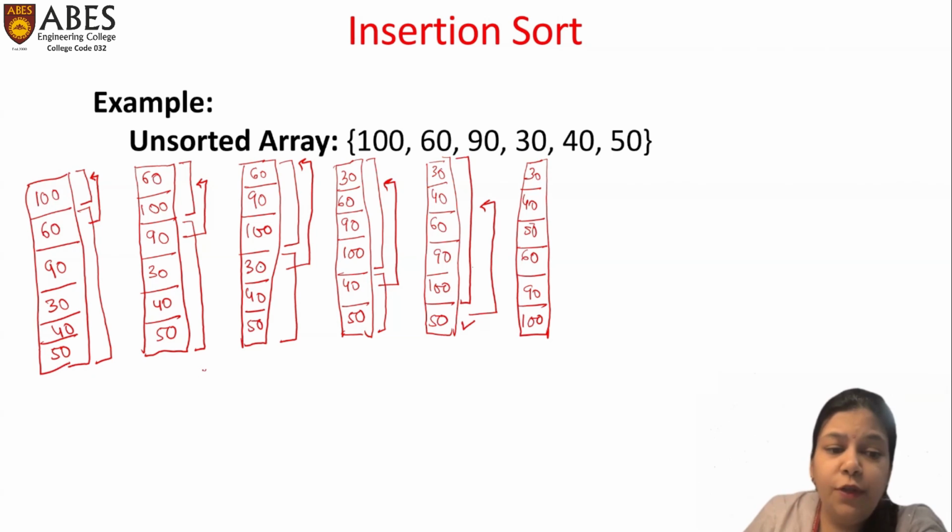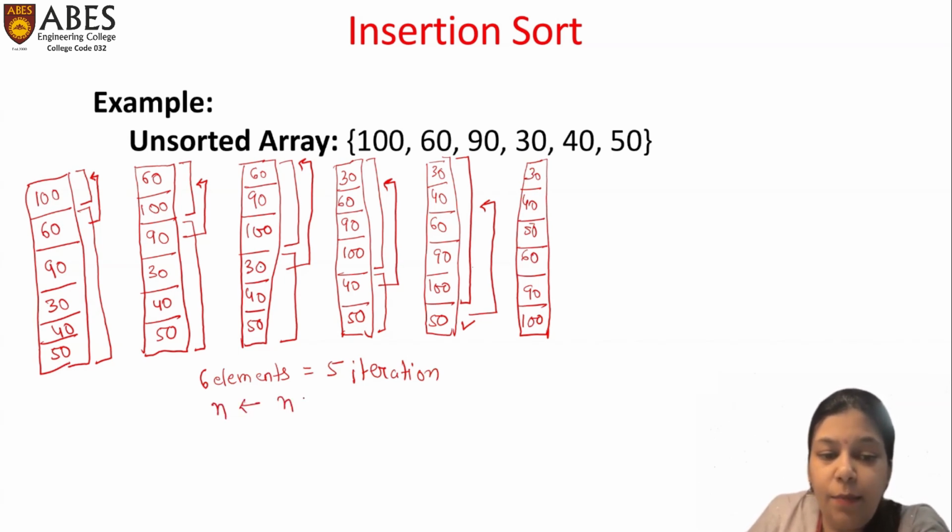So we can see that for 6 elements, we have to take 5 iterations, 5 passes. So if there are n elements, then we will be needing n-1 iterations. Now let us try to build the algorithm for what we have done so far.